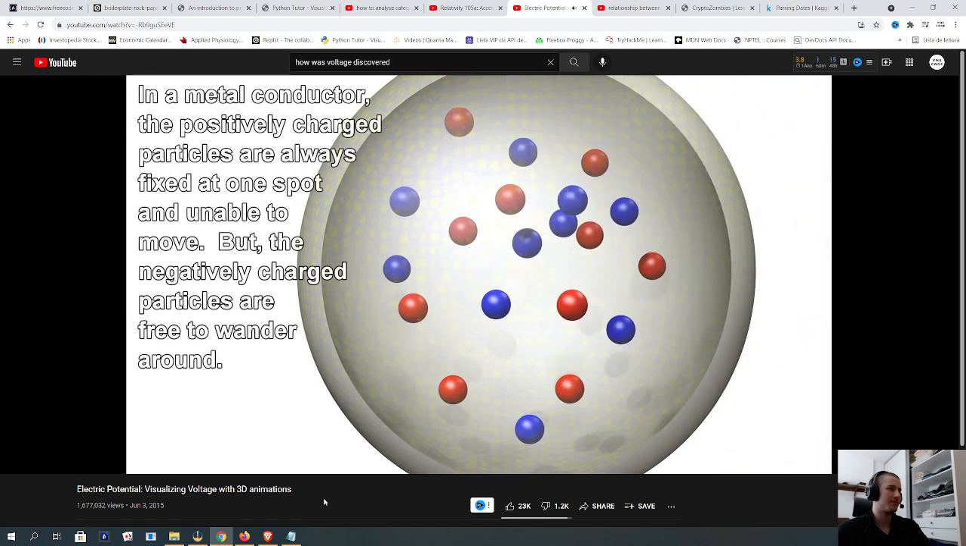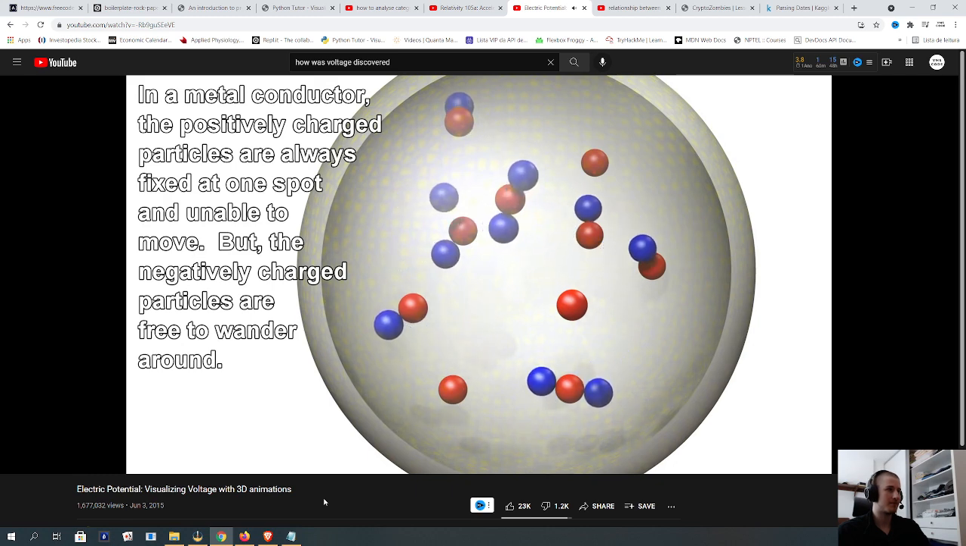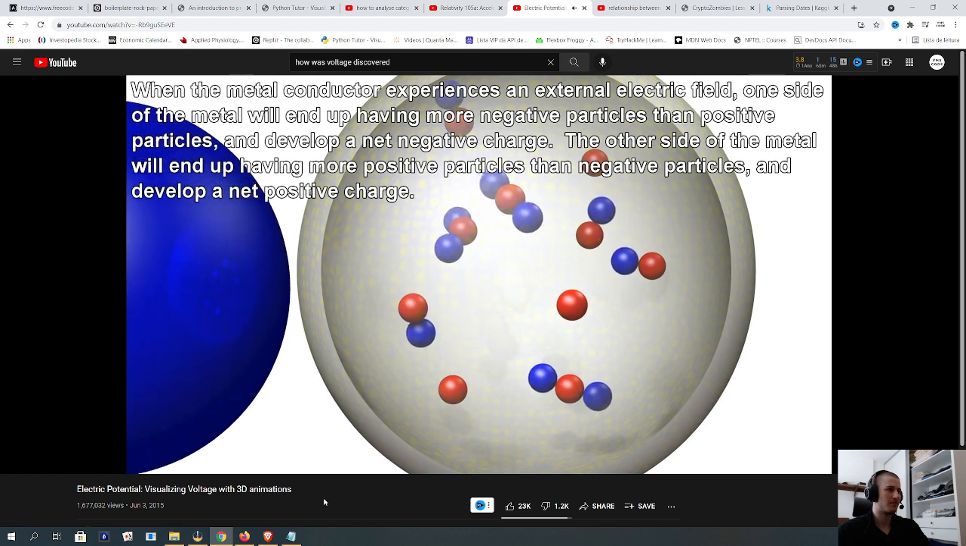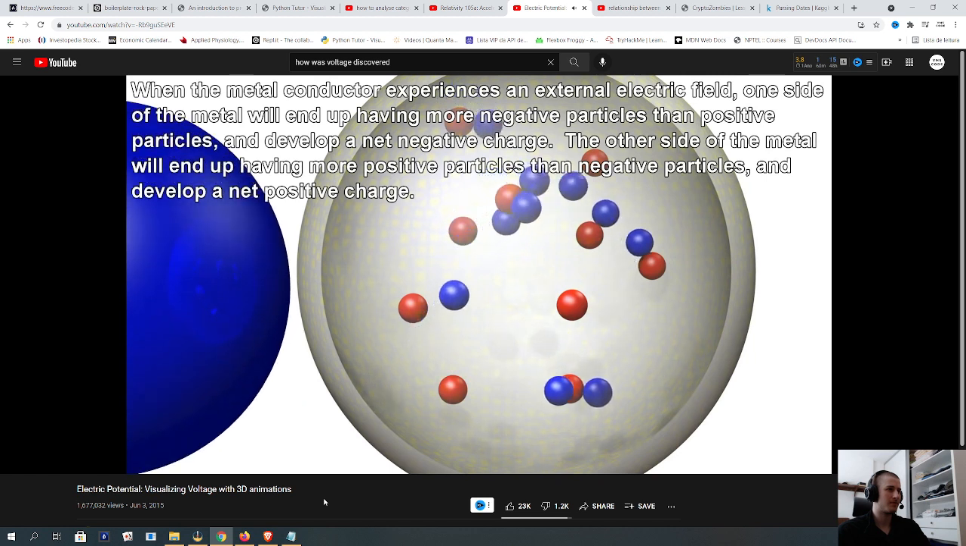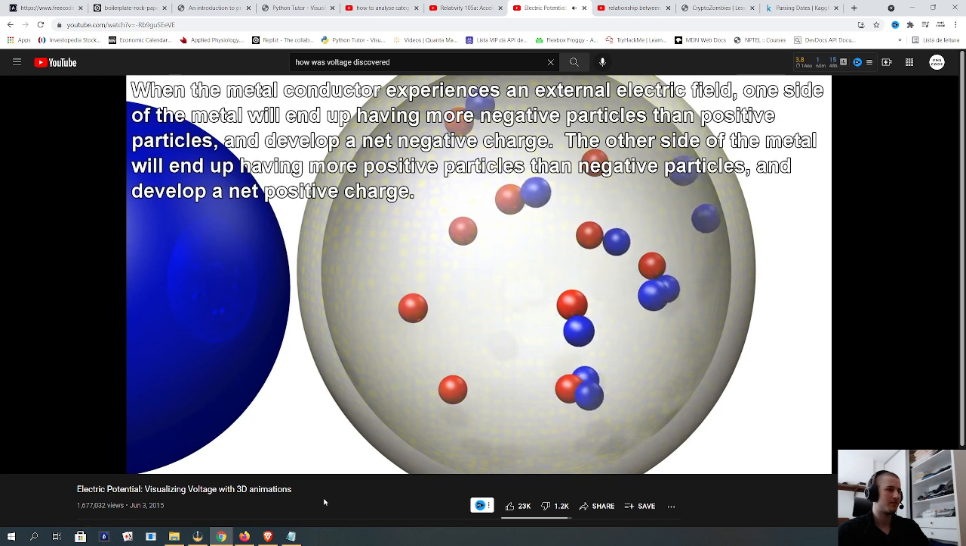In a metal conductor, the positively charged particles are always fixed at one spot and unable to move, but the negatively charged particles are free to wander around. When the metal conductor experiences an external electric field, one side of the metal will end up having more negative particles than positive particles and develop a net negative charge. The other side of the metal will end up having more positive particles than negative particles and develop a net positive charge.